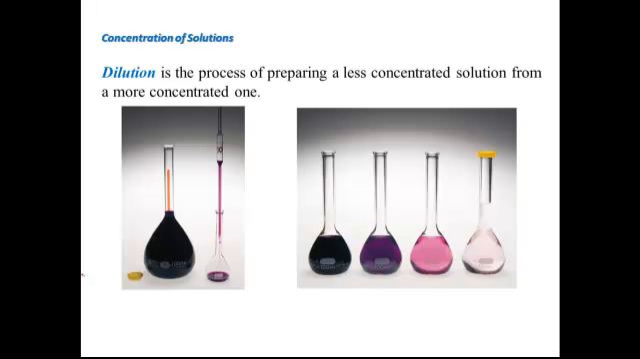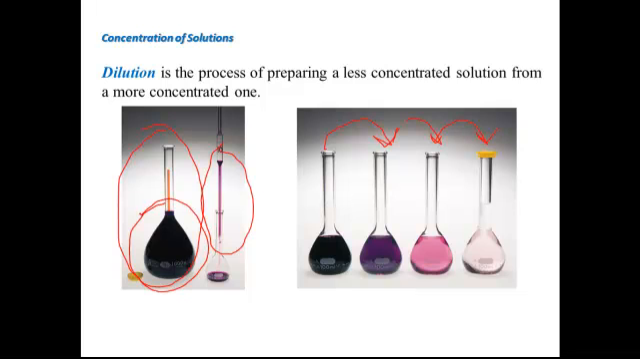So, for example, here we can see an example of this where this here would be the concentrated solution. What they've done is they've taken a small amount of it and placed it into a flask, and then they have added some water to it. And then they did it again. They took a small amount and added some more water to it. You can see each time the color of the solutions gets less and less dark because we're adding more and more water and less of the original solution. So dilution is the process of preparing a less concentrated solution from a more concentrated one.